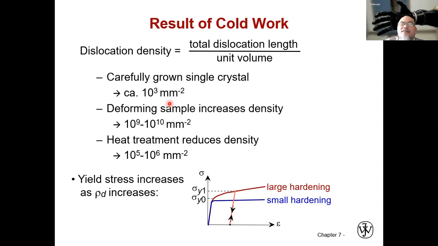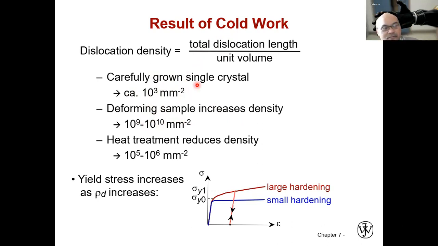So this result of cold work is expressed as dislocation density, as a figure of merit, which is calculated from the total dislocation length per unit volume. In a carefully grown single crystal, dislocation density is about 1,000 per square millimeter. When it is deformed using cold work, the dislocation density increases to 1 billion to 10 billion per square millimeter. If you want to make it weak again, you can do heat treatment.